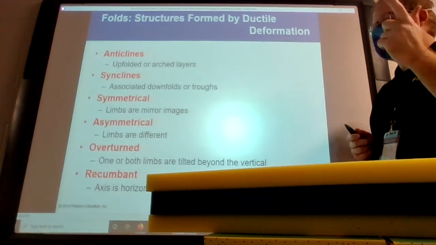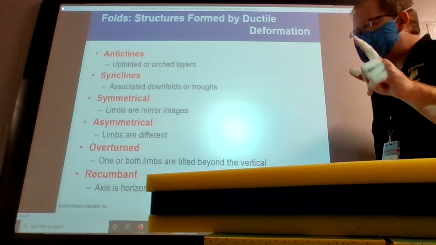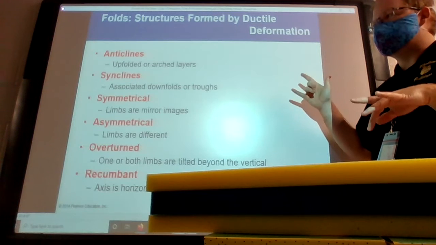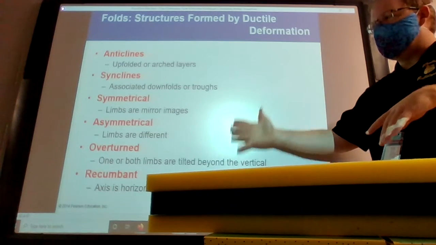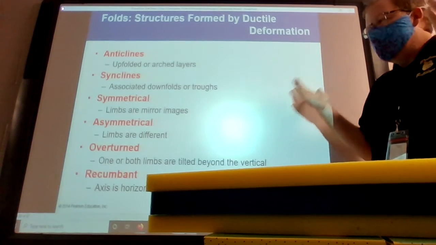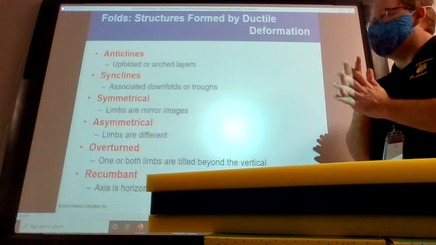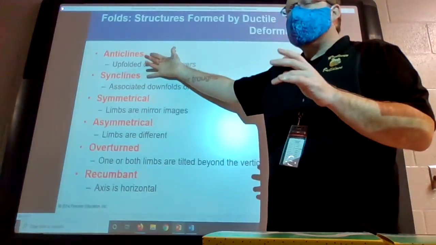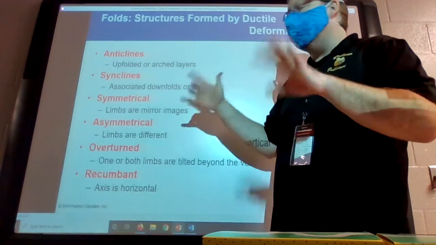We have lots of different names for folds. To be fair, there's generally just two, anticlines and synclines, and then we have four different terms that kind of describe the anticlines and synclines. And you can see these all over the place. It just depends on where you go. So anticlines and synclines, how do we know the difference between these?